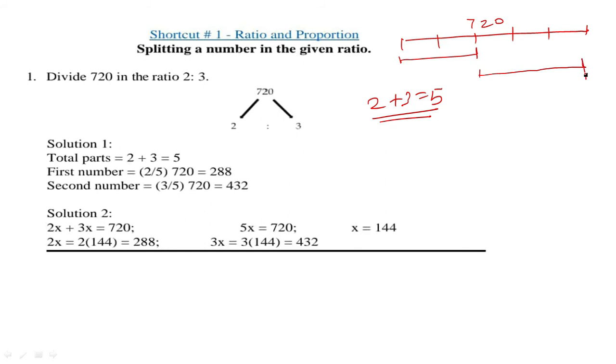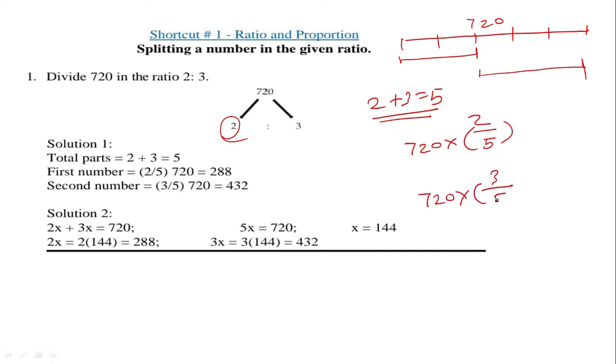So it is simple. What we have to do is multiply 720 by 2 parts of the total 5 parts, and 720 by 3 parts of the total 5 parts. So the first answer will be 288 and the second answer will be 432. It can be done by solving some equations, but this is the general method which we use. But aptitude is about how you solve the problems in a short time, so this is the short method you can use. Okay, let's discuss another problem.